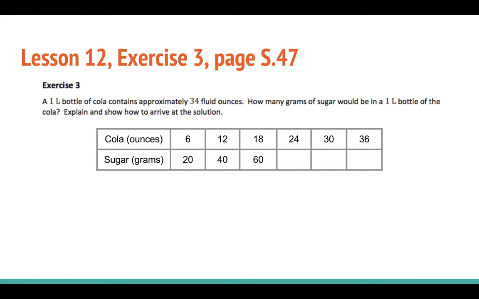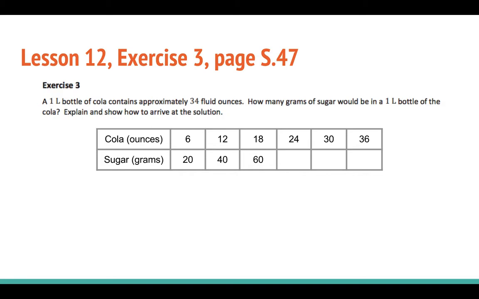Exercise 3. A 1-liter bottle of cola contains approximately 34 fluid ounces. How many grams of sugar would be in a 1-liter bottle of the cola? Explain and show how to arrive at the solution.